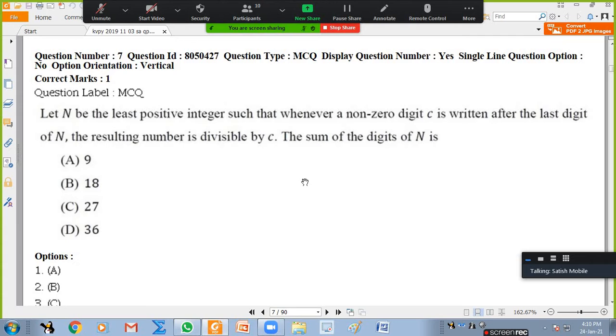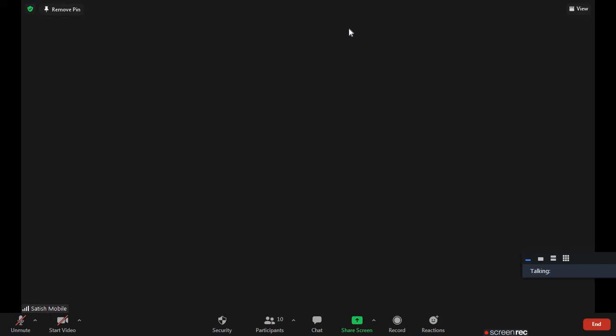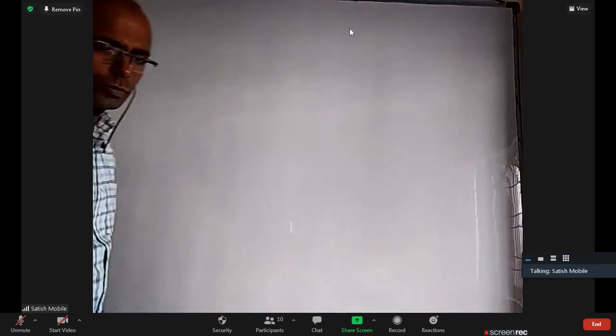Let n be the least positive integer such that whenever a non-zero digit c is written after the last digit of n, the resulting number is divisible by c. The sum of the digits of n is. Okay. Anyway, what is this question number 7?